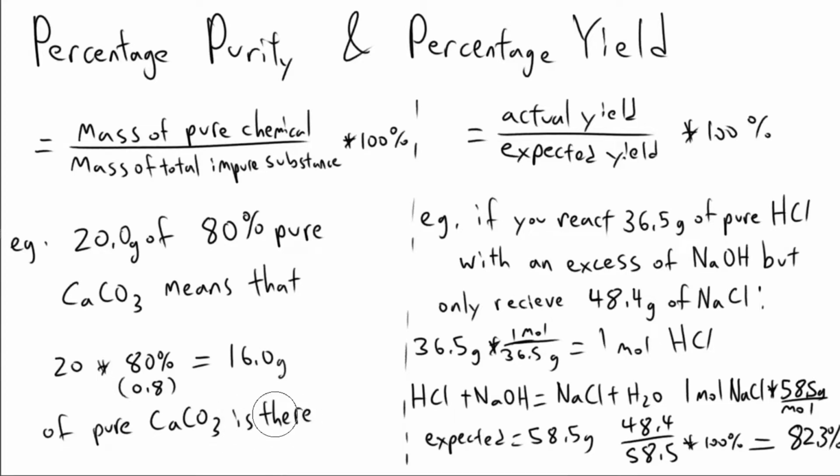Percentage yield, on the other hand, is just looking for how efficient your reaction is. This example is a bit longer if you want to read it, but basically, if you react 36.5 grams of pure HCl with an excess of NaOH, and you only receive 48.4 grams out of the 58.5 grams that you expect, then that means that your reaction is 82.3% efficient.